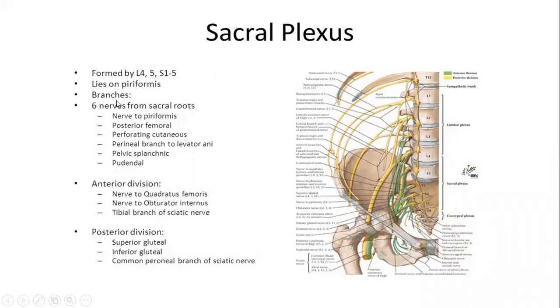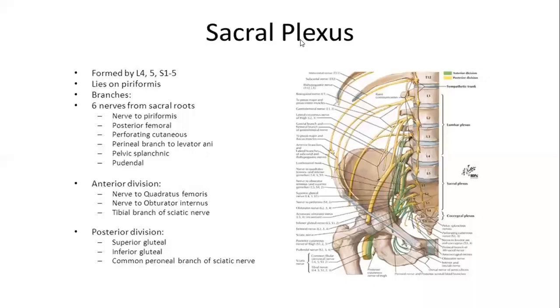So branches of the sacral plexus include 6 nerves arising from the sacral roots, and then a few branches arise from the anterior division of the sacral plexus and posterior division of the sacral plexus. So the branches that arise from the sacral roots, they have a famous formula, and which is called 6 P's.